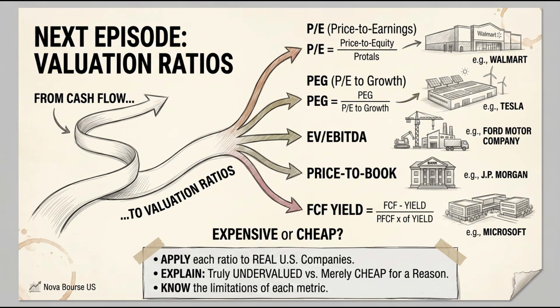Now that you can read a cash flow statement, the next question is how to use those numbers to determine whether a stock is expensive or cheap. In our next episode, episode 11, we will cover the essential valuation ratios: price to earnings, the PEG ratio, EV to EBITDA, price to book, and free cash flow yield.